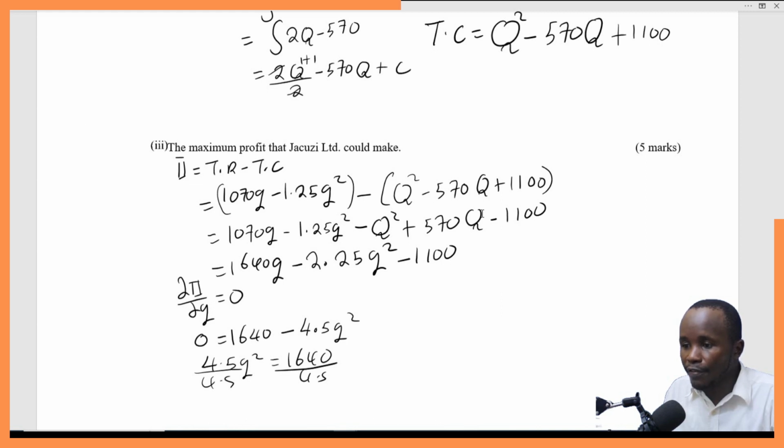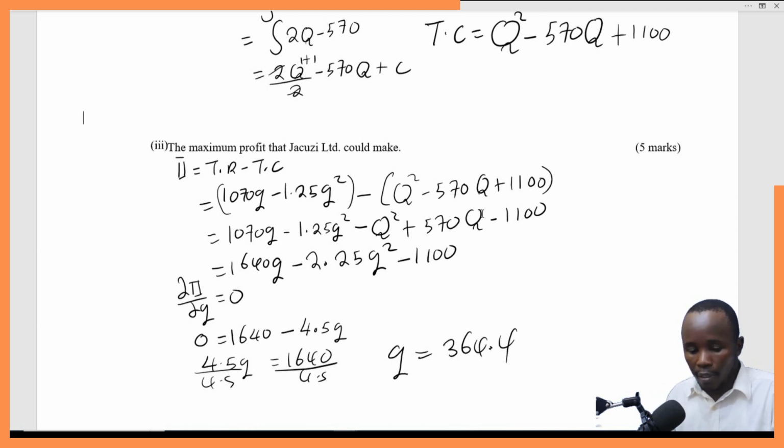Divide by 4.5. Once you differentiate, the power reduces by 1. Here, this is 2.25Q squared, you multiply this one by 2, so this gives me 4.5, then the power reduces by 1, so this will be 4.5Q. So I divide by 4.5 on both sides, which will give me my Q should be 1640 divided by 4.5, that is 364.4. That is 1640 divided by 4.5, giving 364.4.